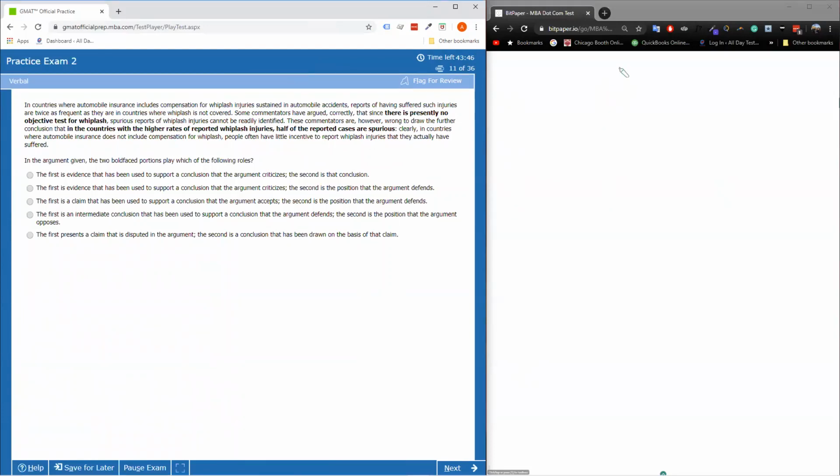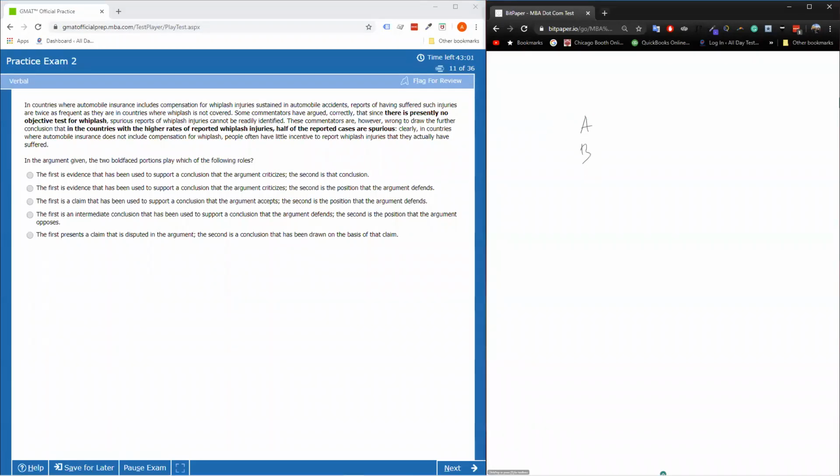In countries where automobile insurance includes compensation for whiplash injuries sustained in automobile accidents, reports of having suffered such injuries are twice as frequent as they are in countries where whiplash is not covered. Some commentators have argued correctly that since there is presently no objective test for whiplash, spurious reports of whiplash injuries cannot be readily identified. These commentators are, however, wrong to draw the further conclusion that in the countries with the higher rates of reported whiplash injuries, half of the reported cases are spurious. Clearly, in countries where automobile insurance does not include compensation for whiplash, people have little incentive to report whiplash injuries other than they actually have suffered.